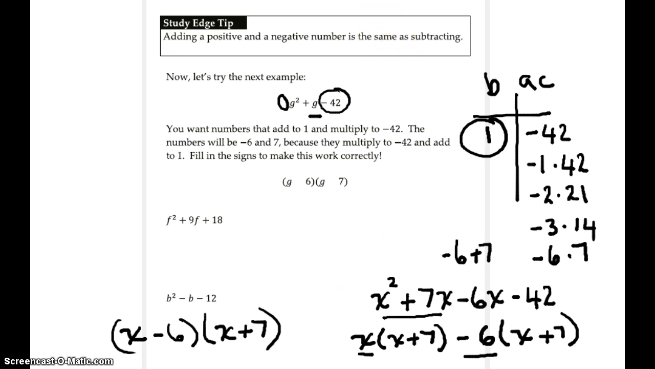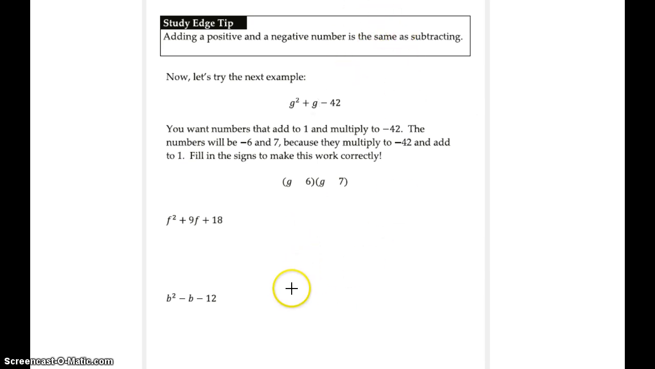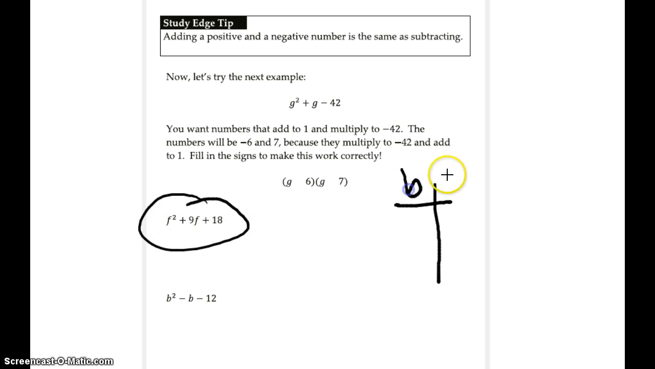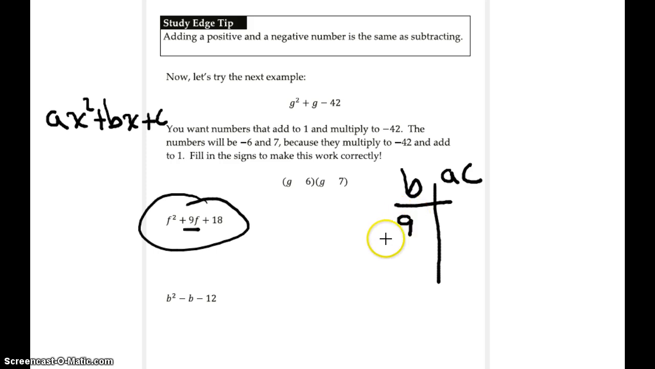Okay. Let's do one more. How about this one right here? So B, A, C. I know that I am going to add to 9. Remember, we're looking at ax squared plus bx plus c is my standard form of a quadratic. So I'm adding to 9 and multiplying to 18.